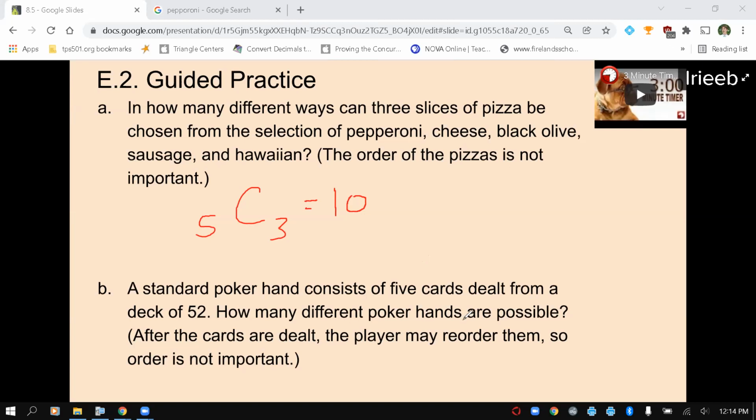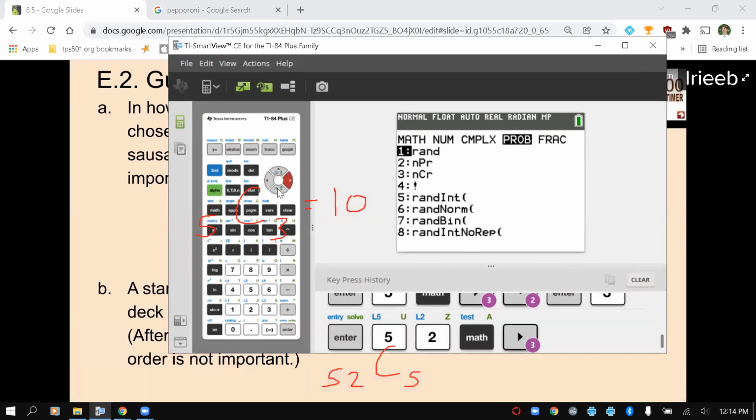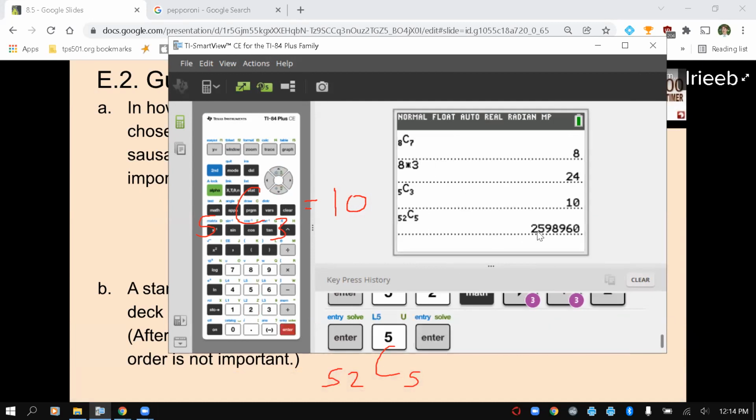Okay, next one, the order also doesn't matter. Once you have your 5 cards that you're dealt in poker, you can rearrange your hand, right? It's your 5 cards. So I have a total number of 52 choices, and I will choose 5 of those. So if we do 52C5, that is 2,598,960.